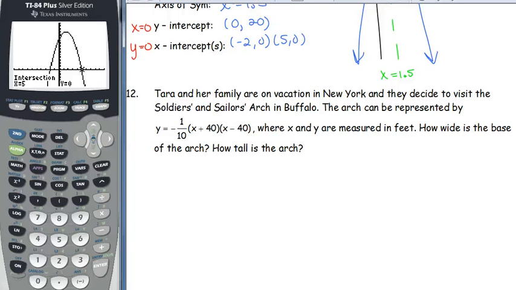How tall is the arch? So the first thing you want to do is get that into your calculator and see if you can get your window to work for you. So go ahead and press pause and see if you can get that.